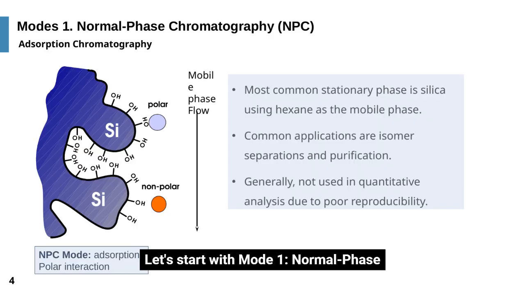Let's start with Mode 1, Normal Phase Chromatography, NPC, also known as adsorption chromatography. In NPC, the primary interaction is polar adsorption. The most common stationary phase is silica, using hexane as the mobile phase. Common applications include isomer separations and purification. However, it's generally not used in quantitative analysis due to poor reproducibility.